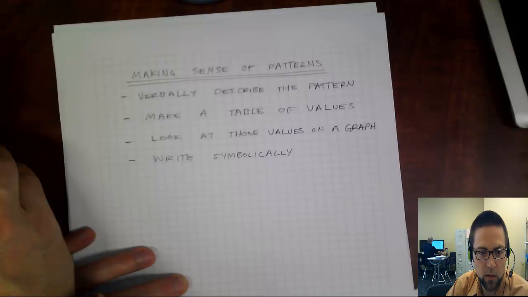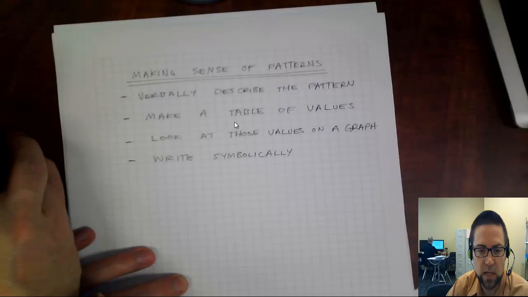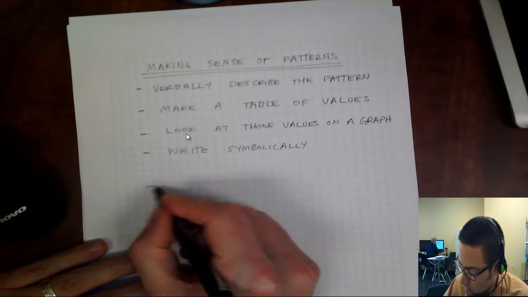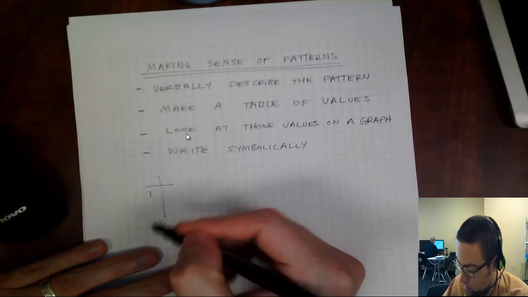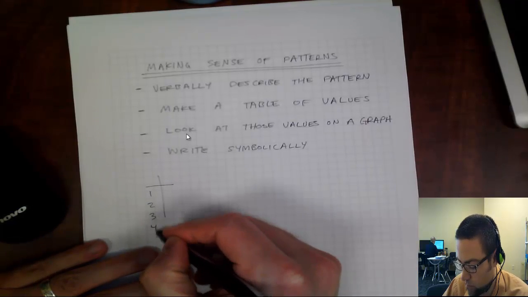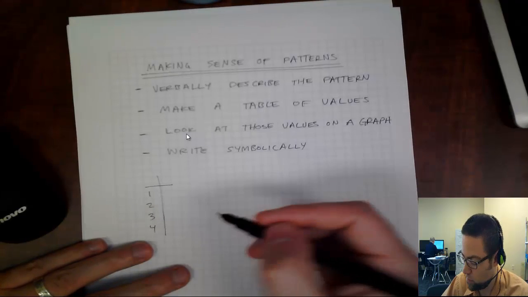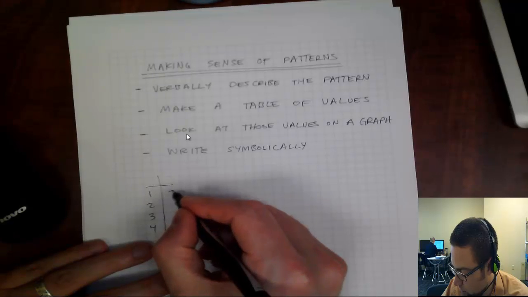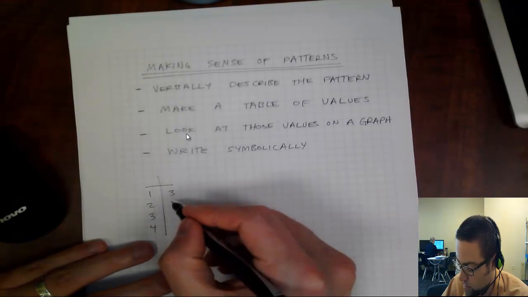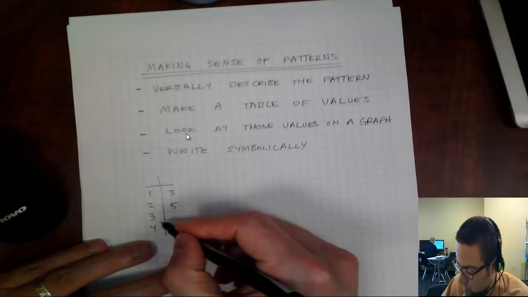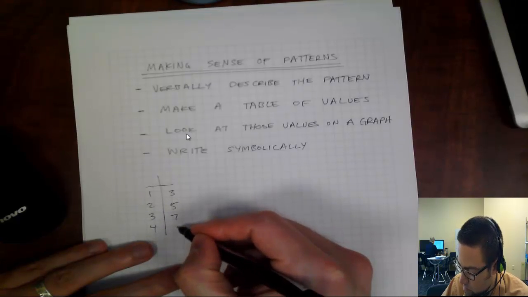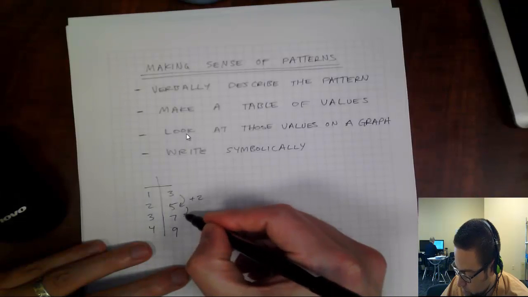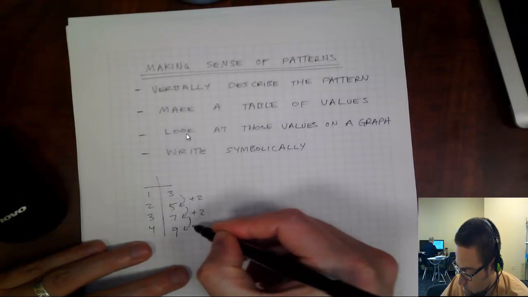Okay, and then the next step is to make a table of values. So I can say, well, in the first step, and the second step, and the third step, and the fourth step, I have so many chips there, right? So this is the first step. I have 3, and then the second step I had 2 more, so 5, and then I had 2 more, so 7, and 2 more is 9. So each time it looks like I'm adding 2. Right. This is the pattern.